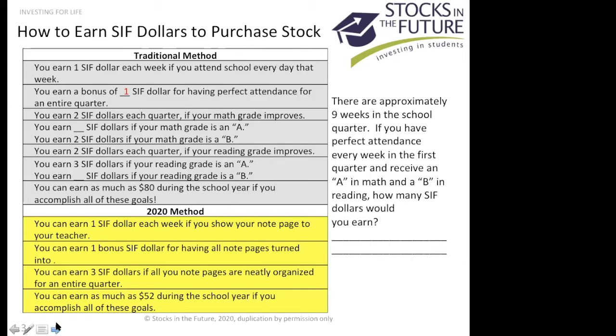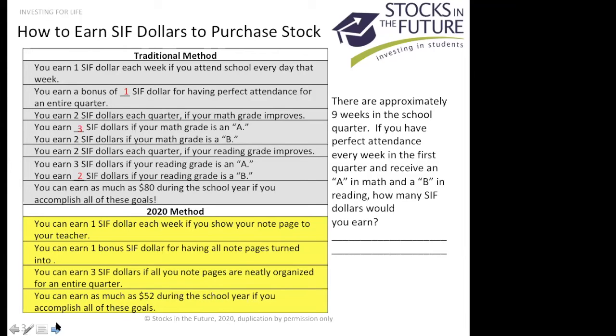You earn how many dollars? $3 if your math grade is an A. You earn $2 if your math grade is a B. You earn 2 SIF dollars each quarter if your reading grade improves. You earn $3 if your reading grade is an A, and you earn how much money? $2 if your reading grade is a B.